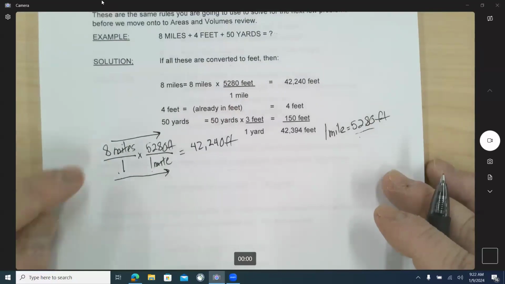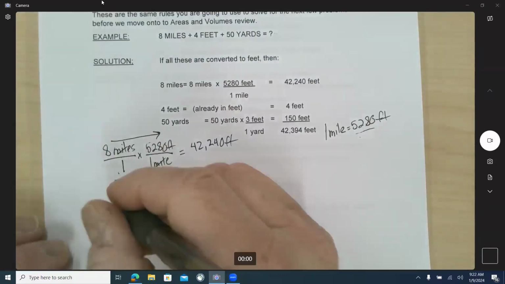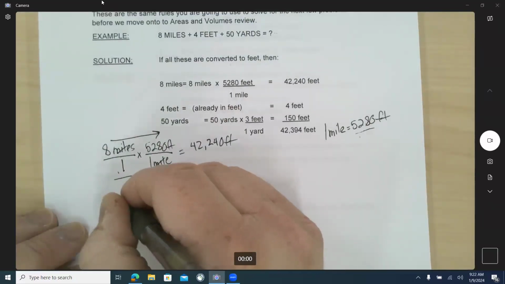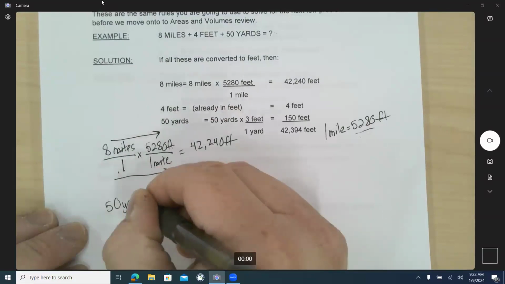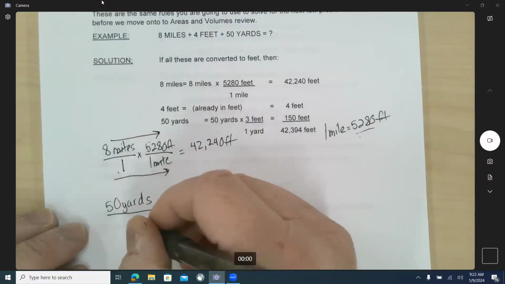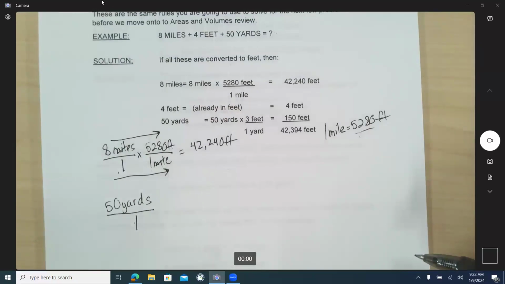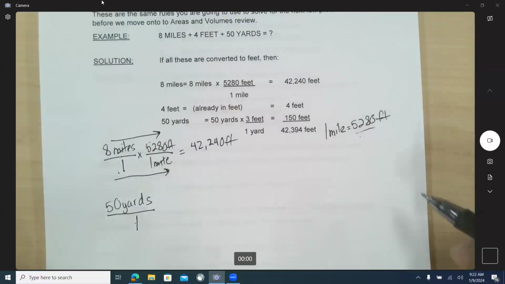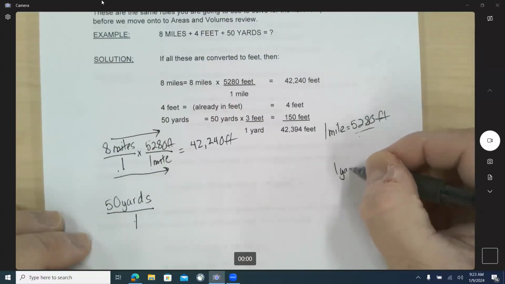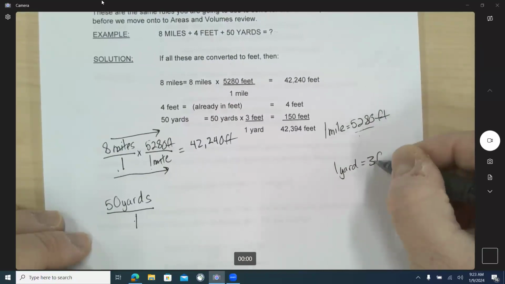So I don't have to convert that one. Convert 50 yards. All right. So I'm starting with 50 yards over 1. All right. I know that 1 yard equals 3 feet.